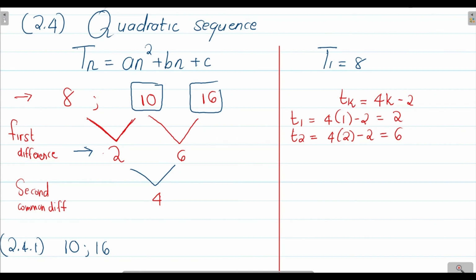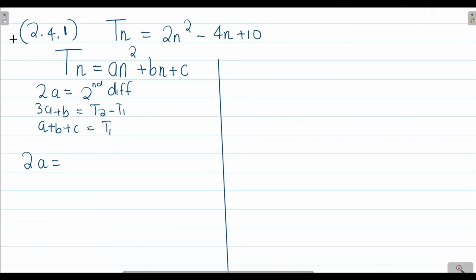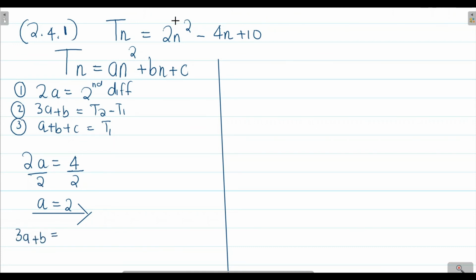Okay, so our second difference is equal to 4. So 2a is equal to 4. Divide by 2, divided by 2, and a is equal to 2. Okay, let's continue. Second equation, we say 3a plus b is equal to t2 minus t1.